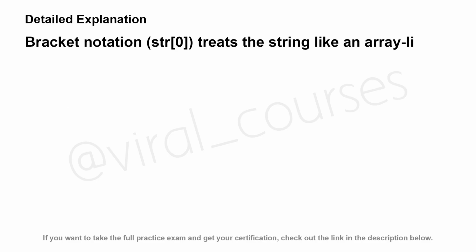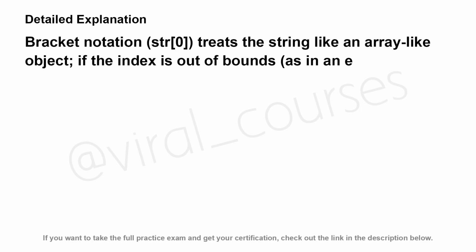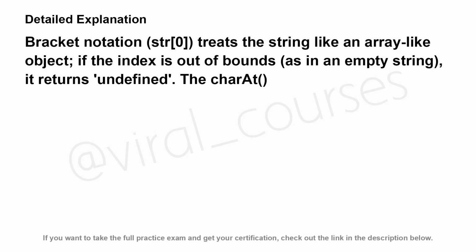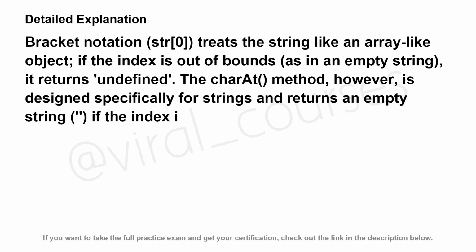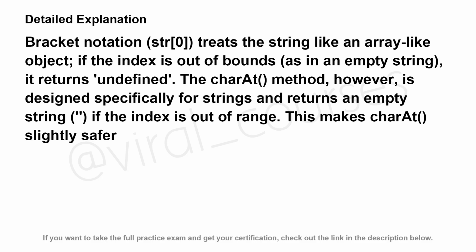Bracket notation, str[0], treats the string like an array-like object. If the index is out of bounds, as in an empty string, it returns undefined. The charAt method, however, is designed specifically for strings and returns an empty string if the index is out of range. This makes charAt slightly safer in some edge cases.